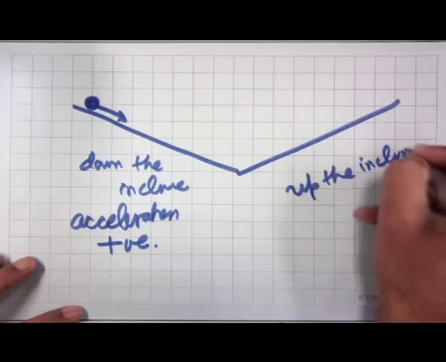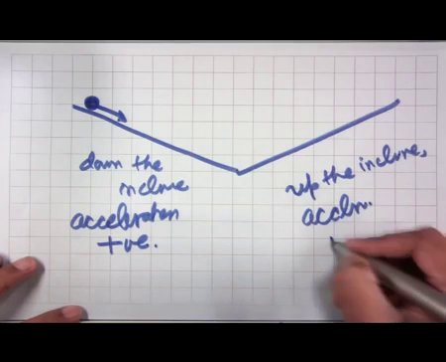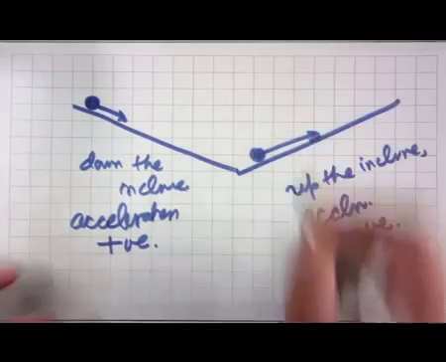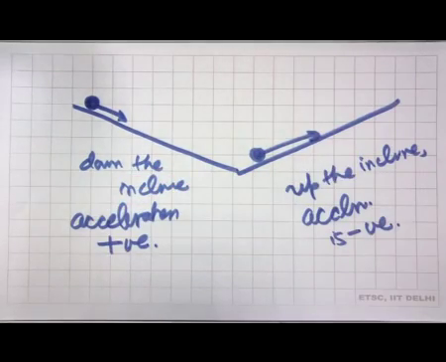But when it moves up the incline, the acceleration is negative. So, if the same ball is starting with some speed here and it moves up the incline, then there is a negative acceleration.